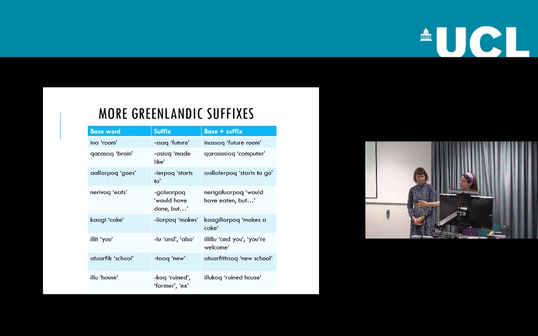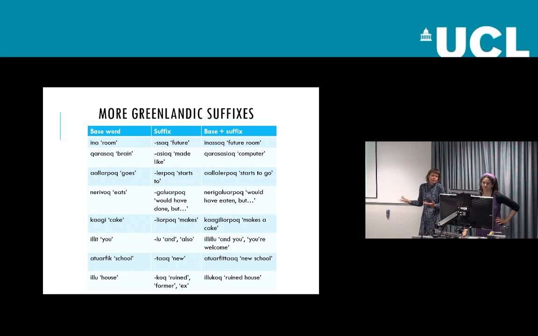And this is the word from our blurb to this talk. So karasak is brain. And you can attach the suffix asiak to that, which is made like. And that then becomes a computer. So karasasiak is a computer. Something that's made like a brain. So like an artificial fake brain.